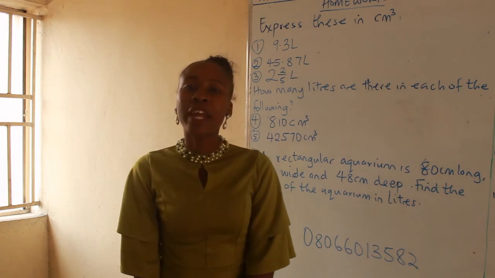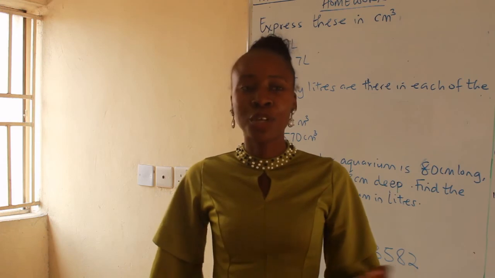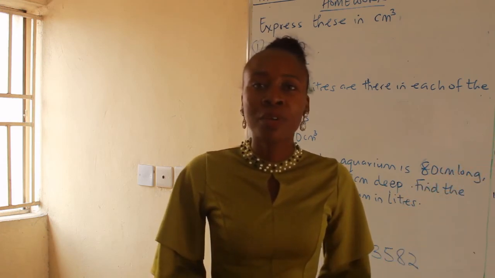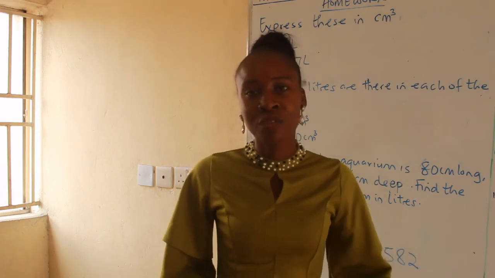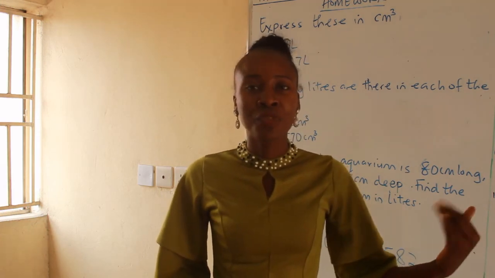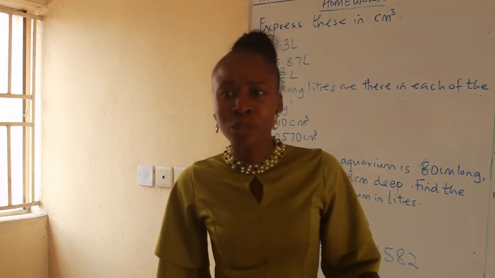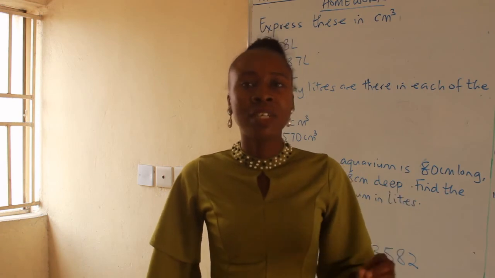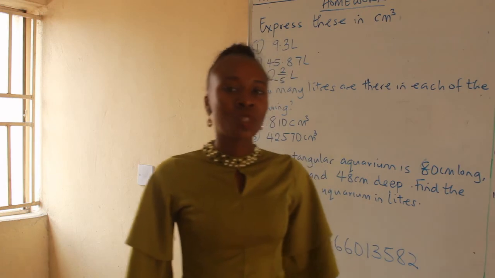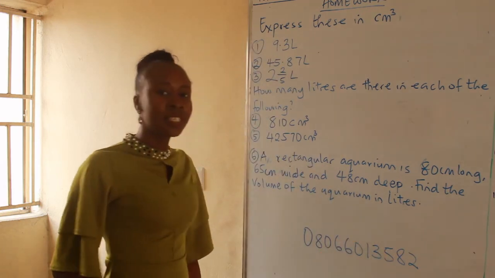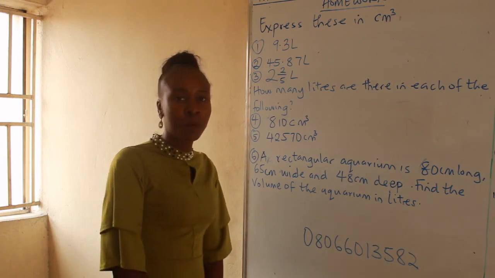Alright, don't forget to write down the capacity of your vegetable oil container, your palm oil container, your gallon for buying fuel, and any other container that you have in the house, your water bottles, your wine bottle. Take down the capacities of these containers as well. Alright, and send in your answers to my WhatsApp phone number.